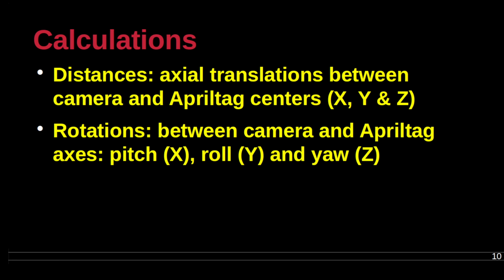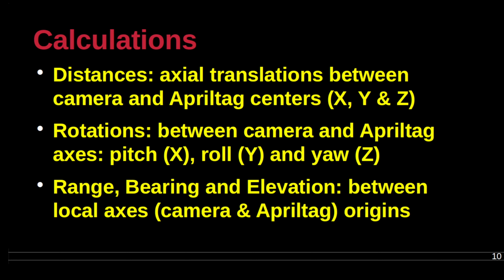The 3 types of pose data returned to the OpMode are distances, rotations, and range, bearing, and elevation. The distance data are reported for axial translations in x, y, and z axes. The rotations are pitch, roll, and yaw for the same coordinate axes as the field. These data permit the basic calculation of range, bearing, and elevation, which are also returned to the OpMode by the AprilTag processor functions.